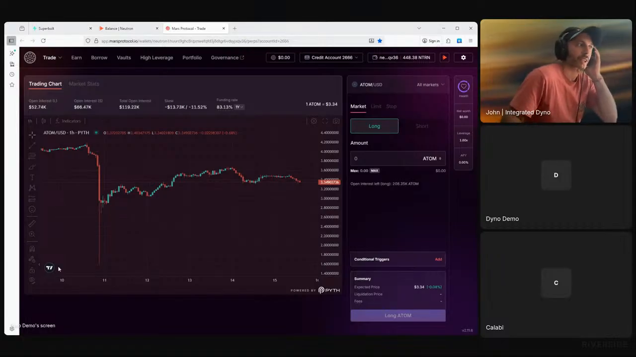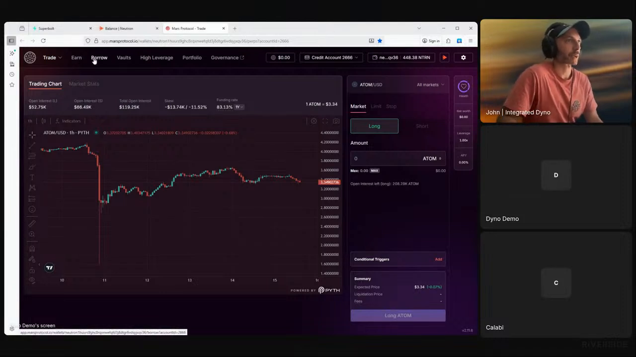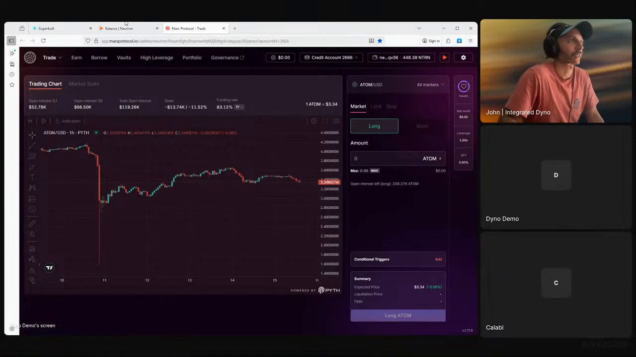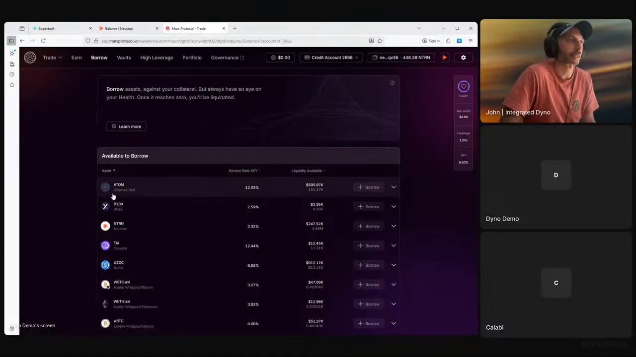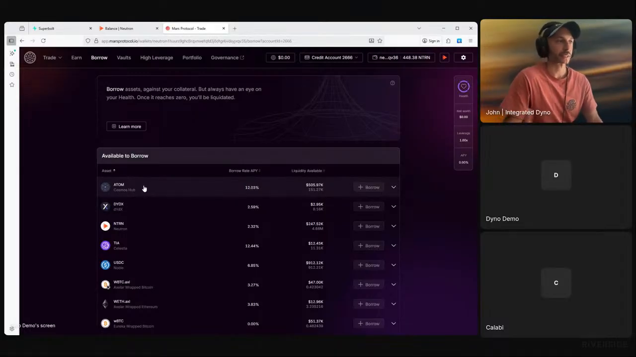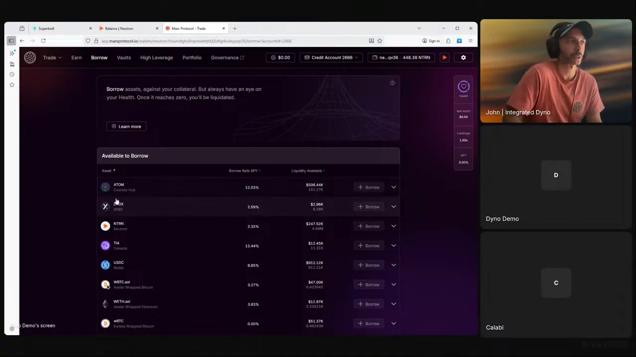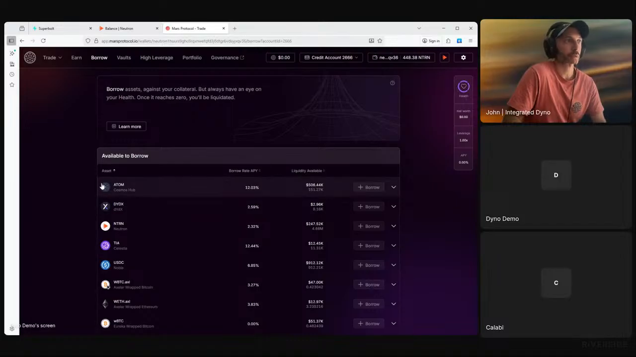Okay, cool. So here we are on Mars. I was just mentioning earlier how we can borrow Atom, and if you're not familiar with the Mars interface, you would go here to borrow. You would load up your credit account, and here we can borrow Atom for 12% APR. You borrow this, and what we were seeing earlier today, you were getting like 50% APR, so you're earning the difference between the borrow rate on Atom on your credit protocol and what you're earning on the underlying strategy.